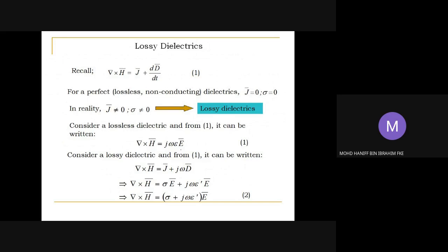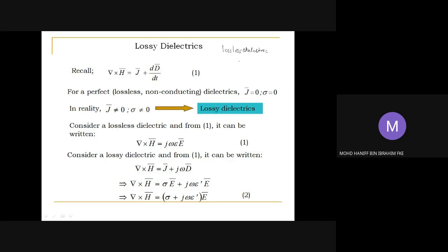Before we start with this topic of lossy dielectrics, I just want to go back to the concept of dielectrics that we learned in our lecture in chapter 5, in which we considered the dielectrics to be a type of lossless medium, in which sigma is equal to 0. This is the case of lossless dielectrics, or perfect dielectrics.